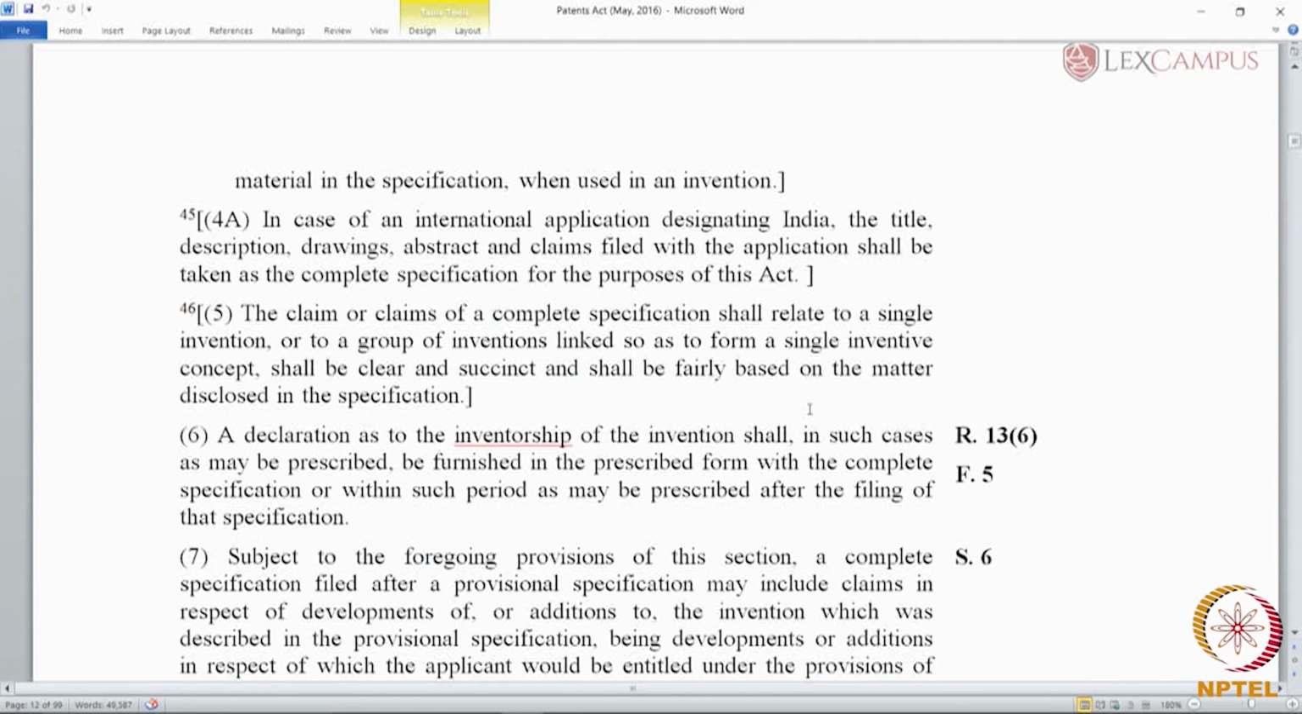So if the descriptive part does not make a full description of the invention, and if you claim something which you have not described, then the patent office will regard that your claims are not fairly based on the matter disclosed, and that will be a ground for rejection of the claims.